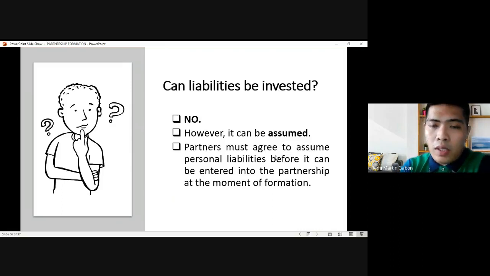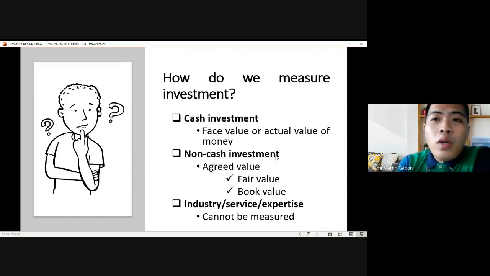Huwag kang atat. Charot. So how do we measure investment? Okay, so here comes the application in accounting. How do we measure investment?